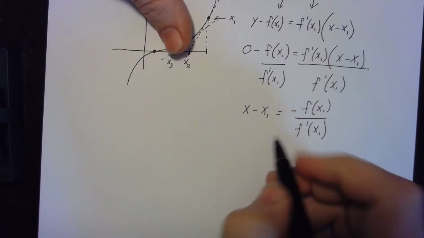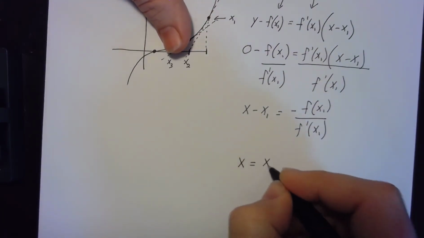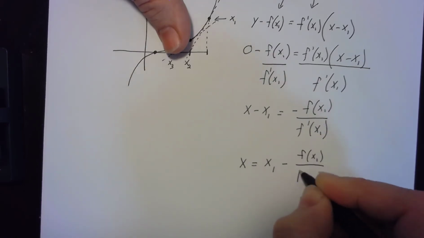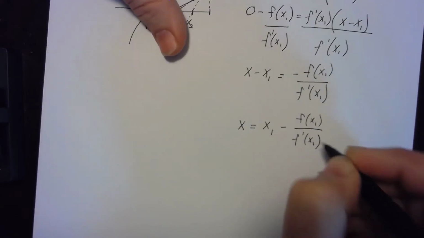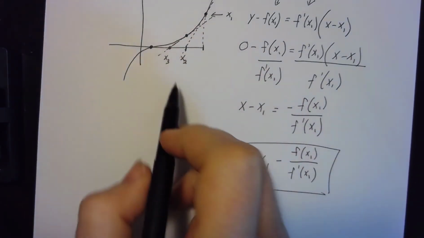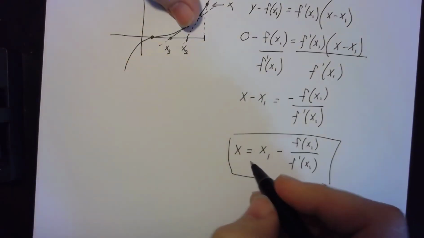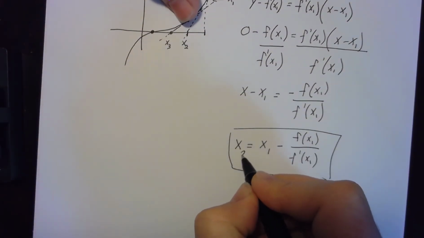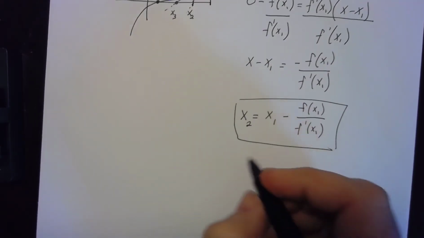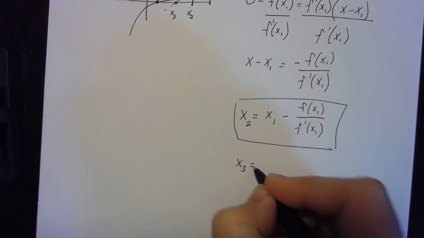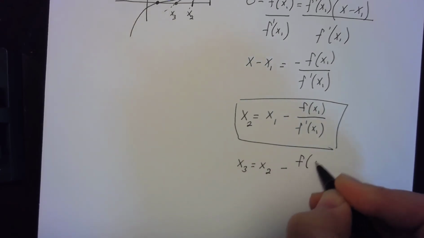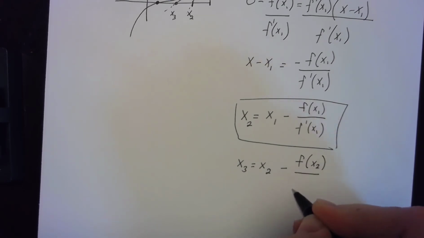Lastly, if I add the x1 to both sides, I get that the x value I'm looking for is x1 minus f of x1 divided by f prime of x1. So this right here is the formula that we're going to use to identify what x2 is supposed to be. So if I re-identify this x as x2, I now have a formula to find x2. If I want to find x3, x3 will be nothing more than the same formula, except I am now using x2 for all of my x values.